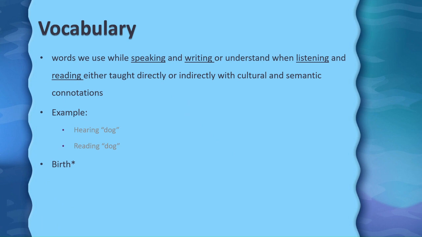So, for example, a child that lives in the U.S. will be raised speaking English, but let's say we have a student who grew up in the UK, they also speak English, but their vocabulary will be different because of the culture and the semantic connotations that being in a different country provides. So for vocabulary, for example, we have hearing the word dog and then being able to connect that concept in your brain with the concept of the animal, and then also being able to read the word dog and also connecting it.